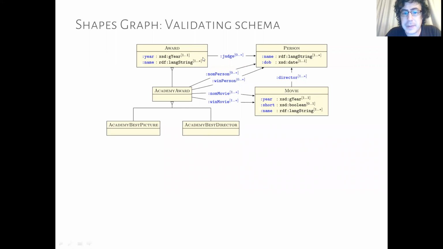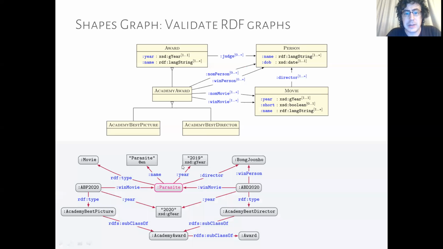Aside from that, we have other types of links where we see, for example, an award can have zero or many judges, and those judges should be people conforming to the person shape. And we see that movie should have one or more directors conforming to the person shape. So how does it look with respect to this graph here? If we take this graph, the question is, does it pass? And the answer is yes.